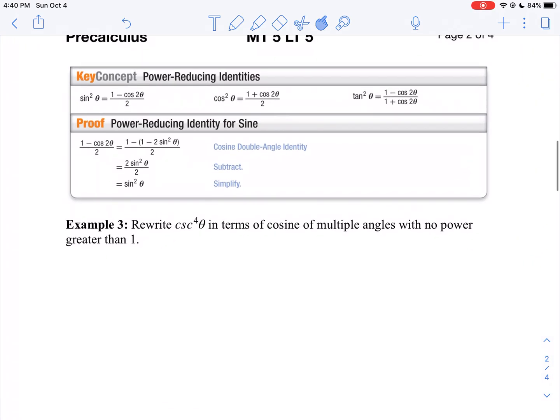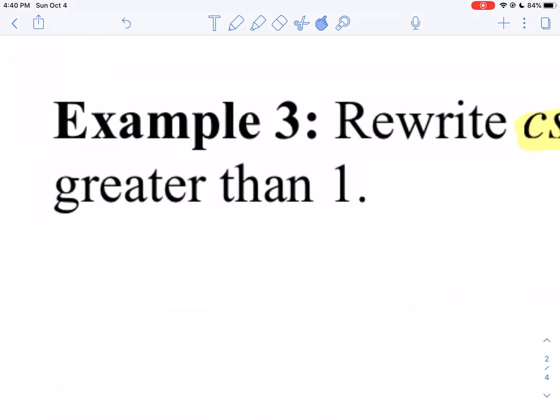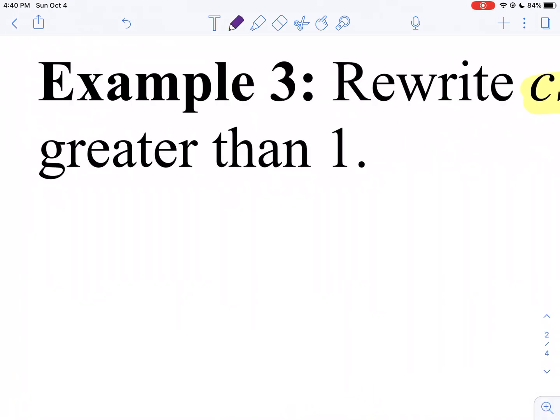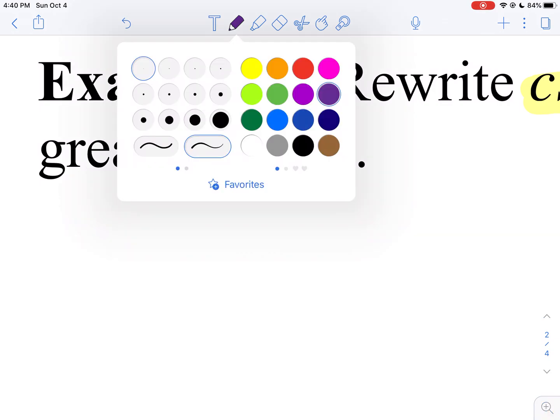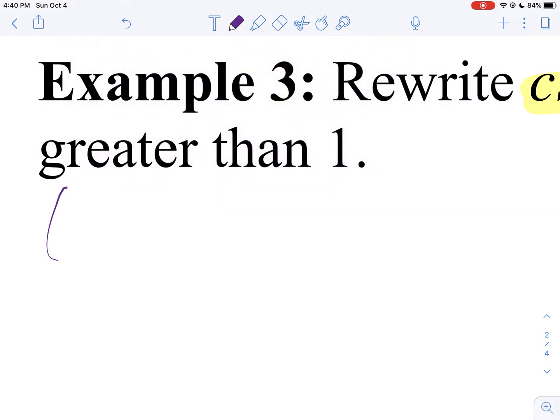Now, on example 3, I want you to rewrite cosecant to the 4th power in terms of cosine of multiple angles with no power greater than 1. Well, the nice part is everything's in terms of cosine. Well, remember, cosecant is actually 1 over sine. I'm going to blow this up because I don't like to write so small. So I can write this as 1 over sine x. That would be cosecant x.